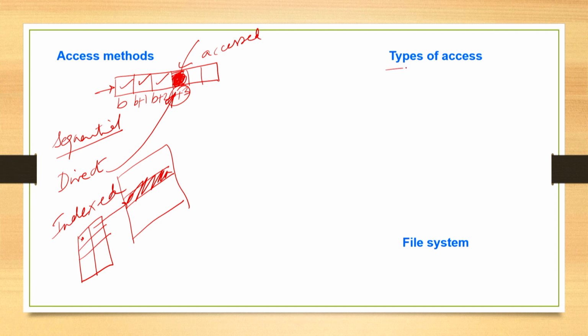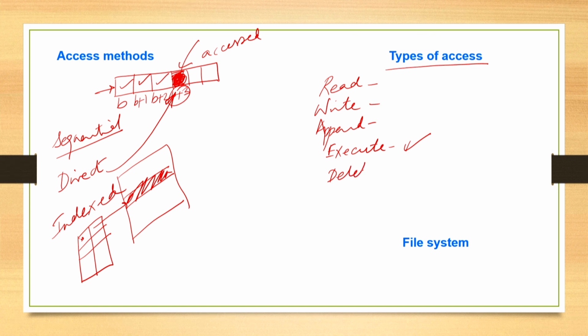Next thing is the type of access. The type of access means what? It may be read, meaning you can read content from a file. It may be write, meaning you can write into the file. If it is append, then it means you can add something new into the existing file. And execute means this file can be executed. And delete means the file is deleted. So these are the various types of accesses for a file.